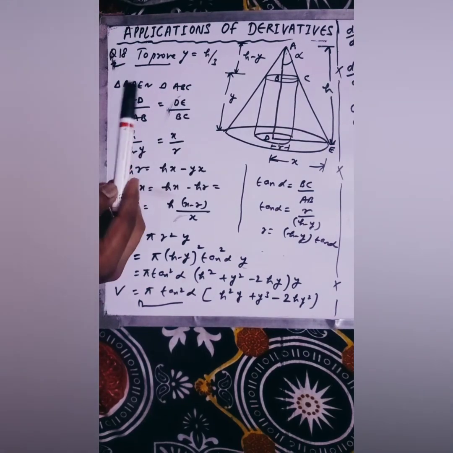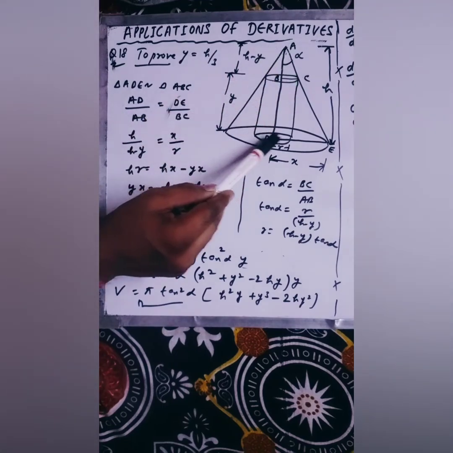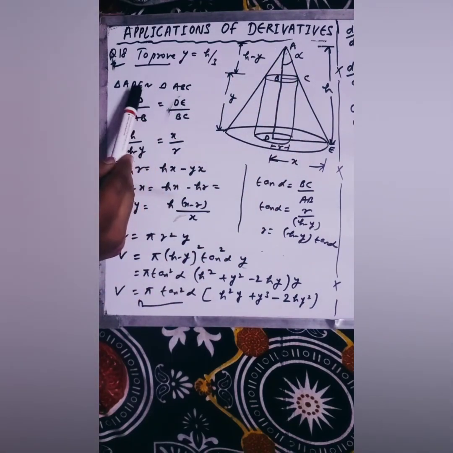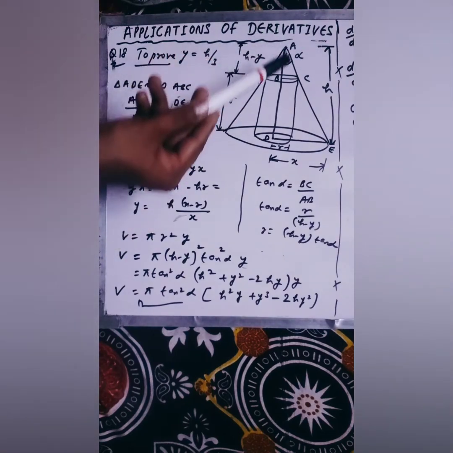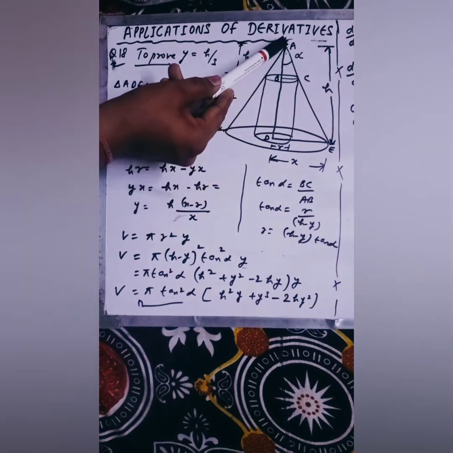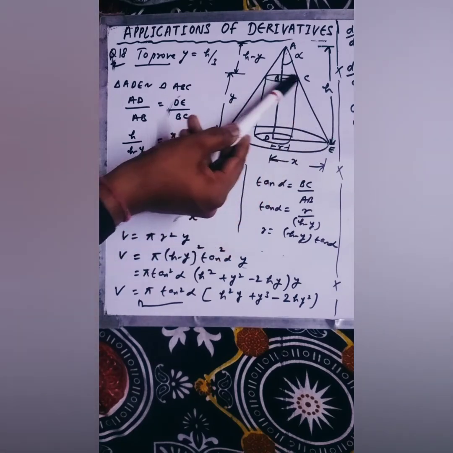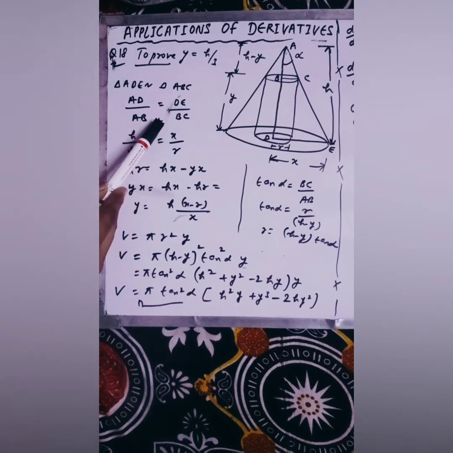Now as we can see, triangle ABC and triangle ADE both are similar triangles. If they are similar, as we know the ratio of their corresponding sides, that is AD over AB, is equal to DE over BC. You have done this theorem in your 9th standard, I think so. Now you have to put the values here.